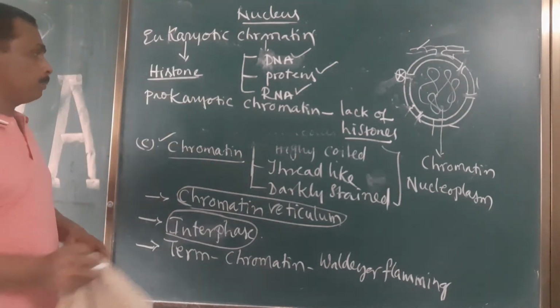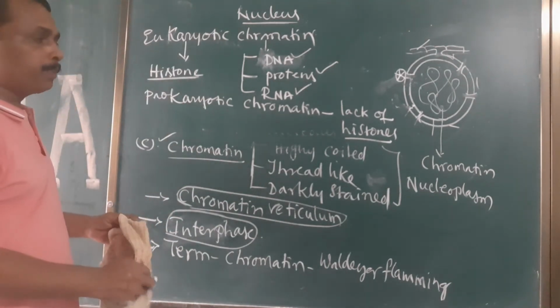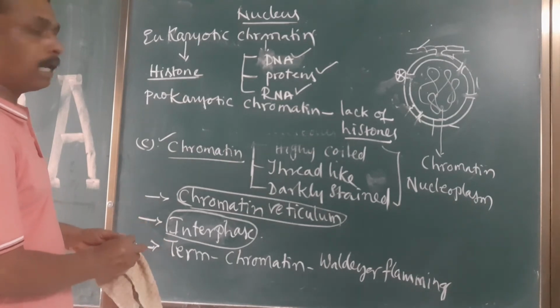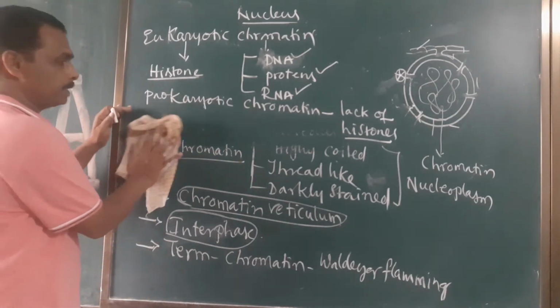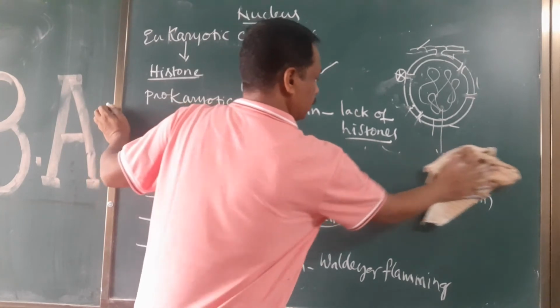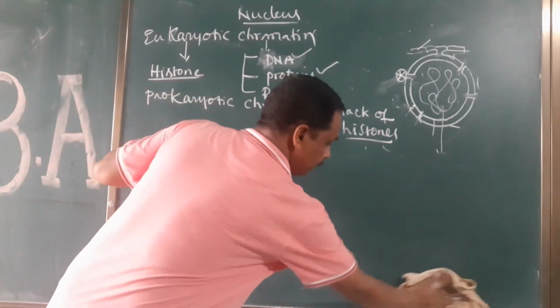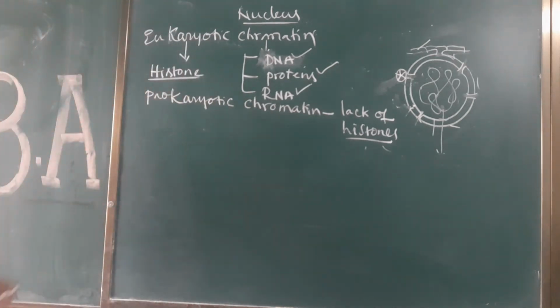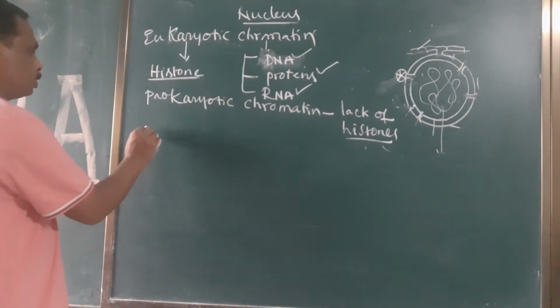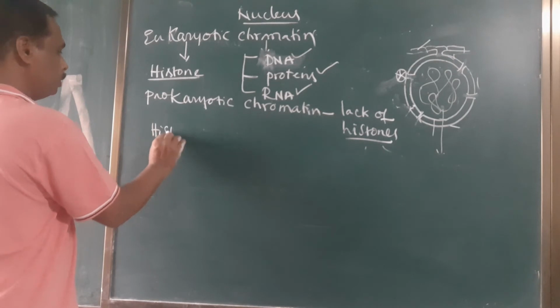That's why it is called prokaryotic chromatin. In prokaryotic chromatin, histone proteins are absent. Histone proteins are not present in this prokaryotic chromatin. But in the eukaryotic chromatin, what are present? Histone proteins are present.